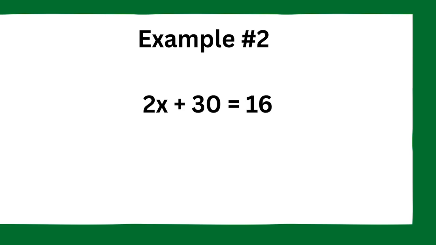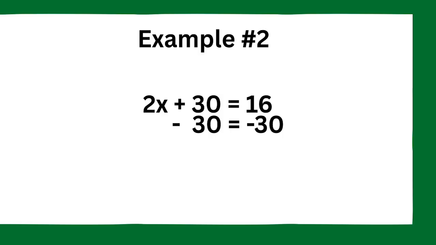Now moving on to our second example, I have 2x plus 30 equals 16. So I already see that I'm going to be doing addition, that's the operation that we currently have. Now I'm going to want to do the opposite operation, which would be subtraction, and I'm going to want to do that to both sides of the equation. So I would do minus 30 on both sides.